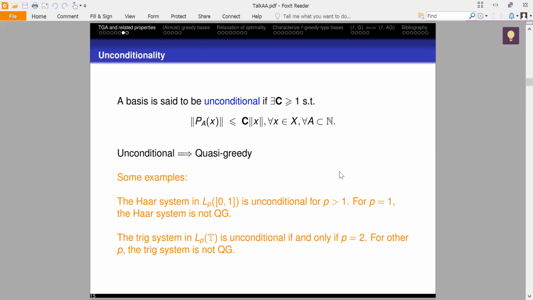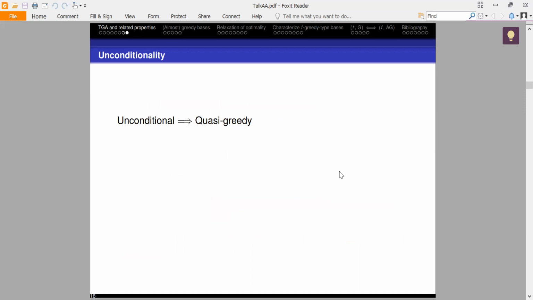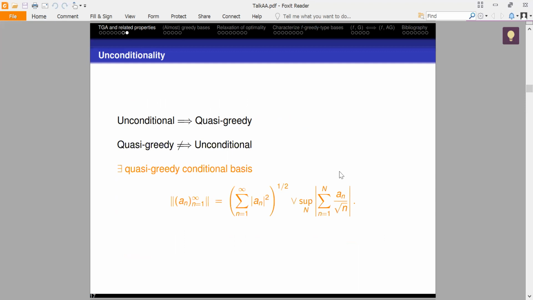Again, this is maybe the key takeaway from this section of the talk: unconditional implies quasi-greedy. But there are bases that are quasi-greedy but not unconditional. So here's one. If you look at the completion of c_00 with respect to this norm, then the canonical basis is quasi-greedy, but it's not unconditional. This example is also due to Konyagin and Temlyakov in 1999.